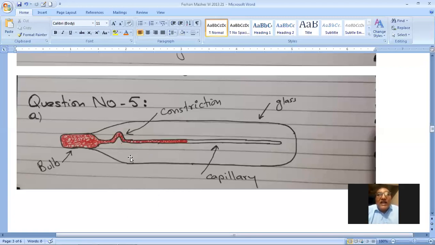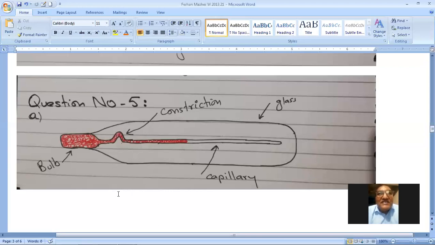You must have seen that whenever nurses, doctors or any paramedic staff want to take the temperature, first they give the thermometer a jerk like this. The reason is that if the mercury is trapped in this constriction or it's showing a high reading, by giving a jerk, the mercury goes back to the bulb.